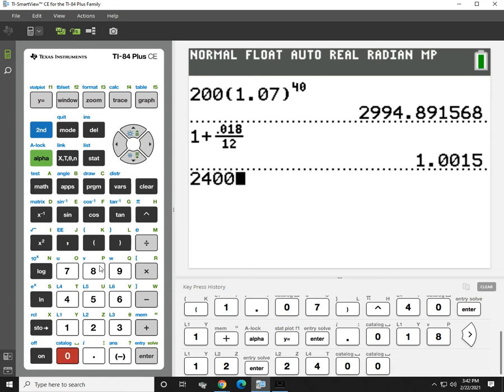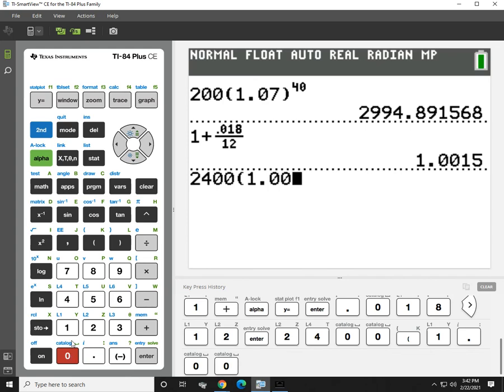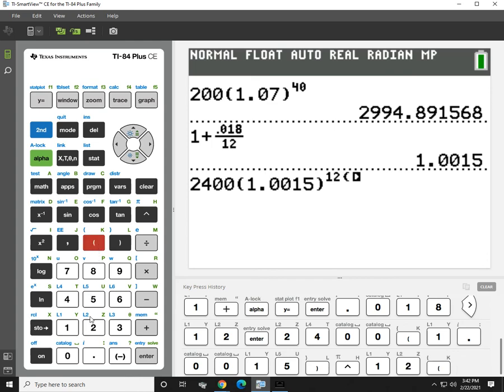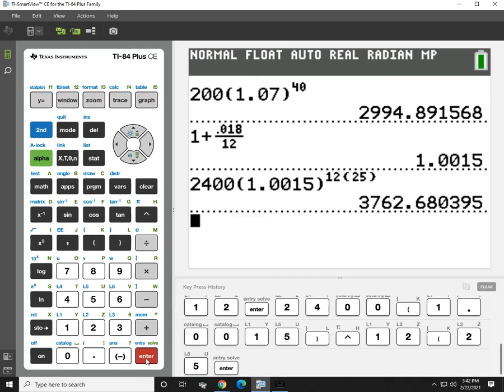2,400 times 1.0015, and that's raised to the 12 times 25 power. So boom, there it is. Looks like it's going to be approximately $3,762.68. And there it is. That's the amount.